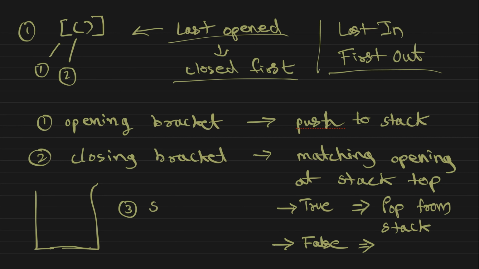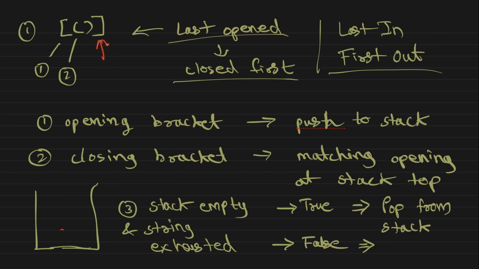So the third condition is what? The stack is empty at the end, and the string is also exhausted. Okay, so the input string is also exhausted. Exhausted meaning all the characters in the string I have traversed. So I was at this character and I popped the opening bracket that was at the stack. After that there is no character remaining in the string, and that's why my string is exhausted and my stack is also empty. So at the end of the string, if we reach this condition, which is my stack is empty also, then we can say that the parenthesis is valid, or it's a balanced parenthesis.